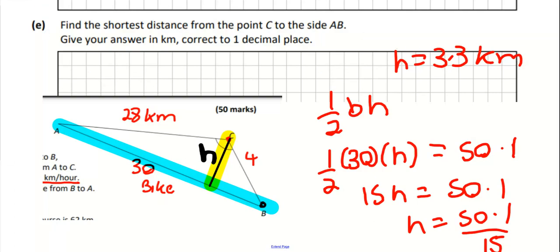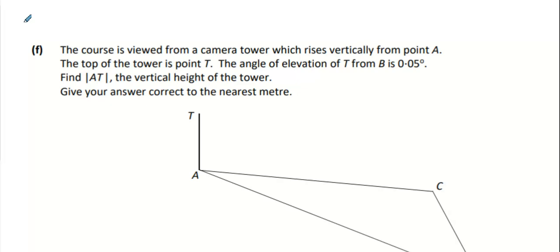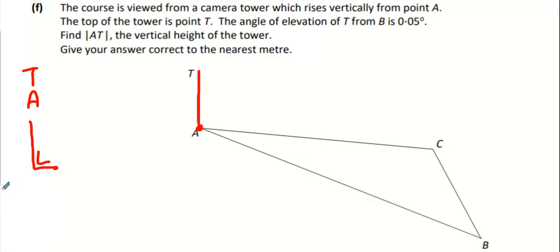Perfect. Now, part F. The course is viewed from a camera tower which rises vertically from the point A. Now, the thing is, the course is on flat ground, and this tower is directly up. Any triangles that have TA as a side will more than likely be right angled. So what does it want from me now? The angle of elevation from B. So we're talking about this angle here. We're talking about the triangle TAB.